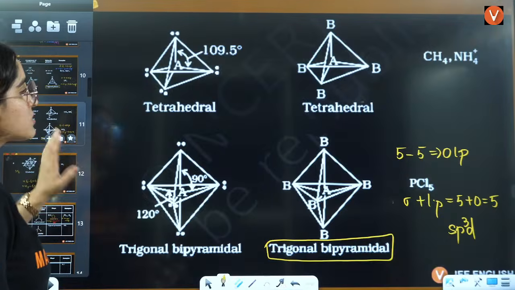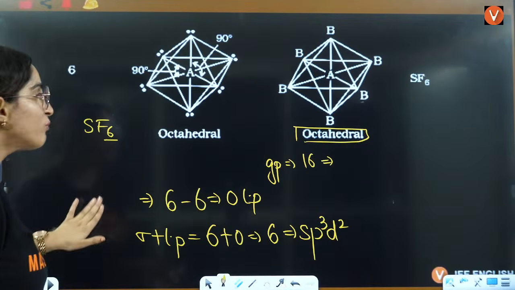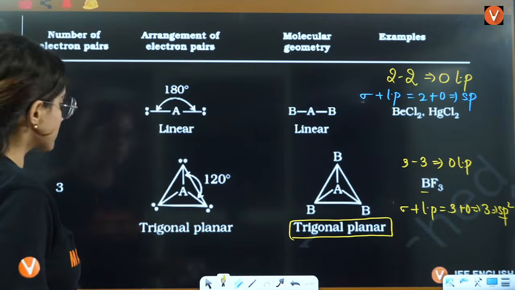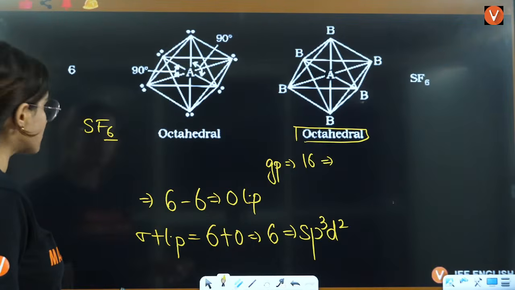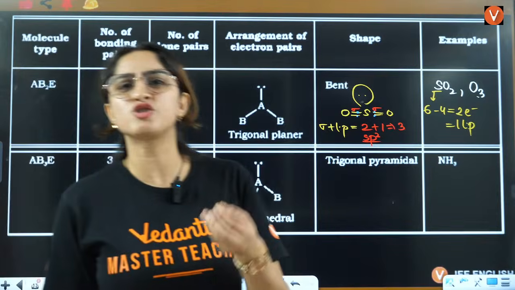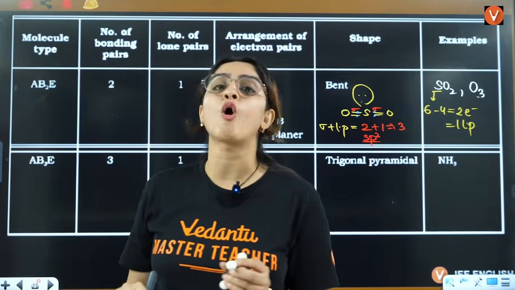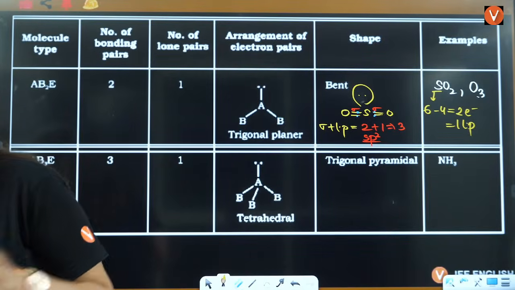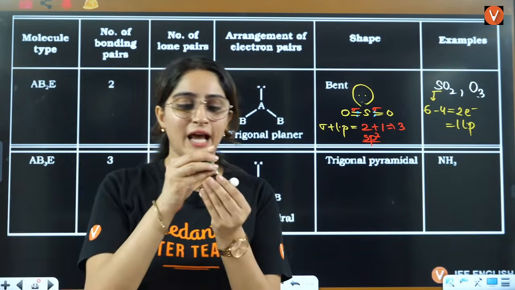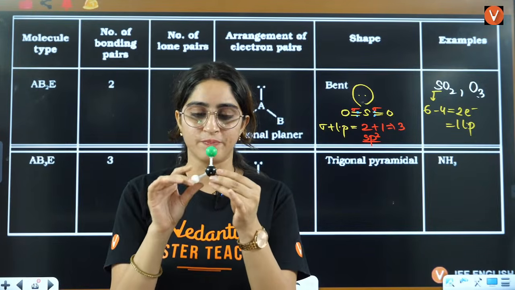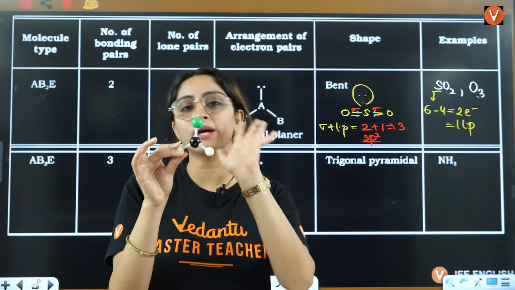When the lone pairs are 0, then we can directly say that geometry and shape are going to be the same. But if lone pair is not 0, let's say this is my lone pair, I am drawing this lone pair by this green atom here. Now these are my bond pair, this is my lone pair.